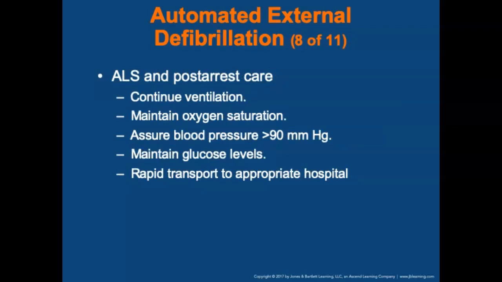The final step of the chain of survival is ALS, or advanced life support, and post arrest care. What happens is we continue ventilations at less than 12 breaths a minute to achieve an end tidal of 35 to 40 millimeters of mercury. End tidal is a device that we use as paramedics. Maintain oxygen saturations between 94 to 99%. Assure blood pressure is above 90 millimeters of mercury. Maintain glucose levels if the patient is hypoglycemic. It usually includes pulmonary or cardiopulmonary and neurologic support at the hospital, as well as other advanced assessment techniques and interventions when indicated.